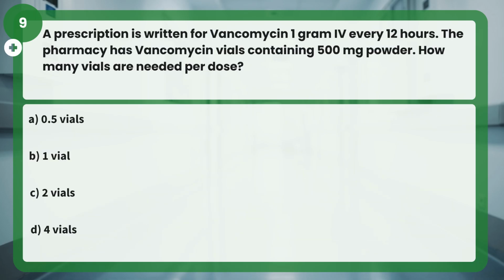Question 9. A prescription is written for vancomycin 1 gram every 12 hours. The pharmacy has vancomycin vials containing 500 milligrams of powder. How many vials are needed per dose? A. 0.5 vials. B. 1 vial. C. 2 vials. D. 4 vials.